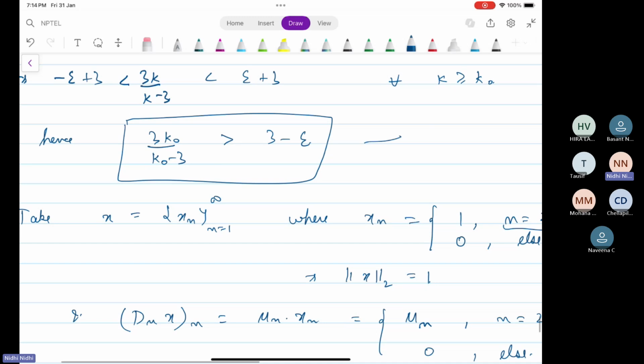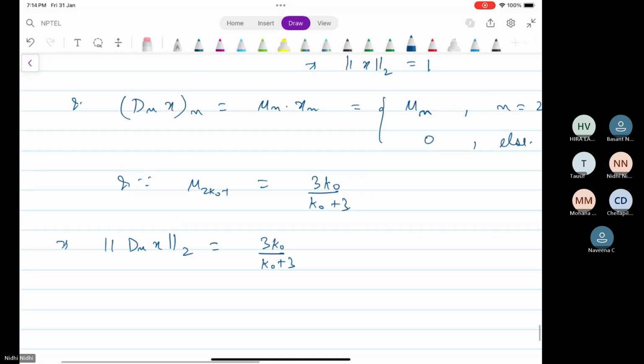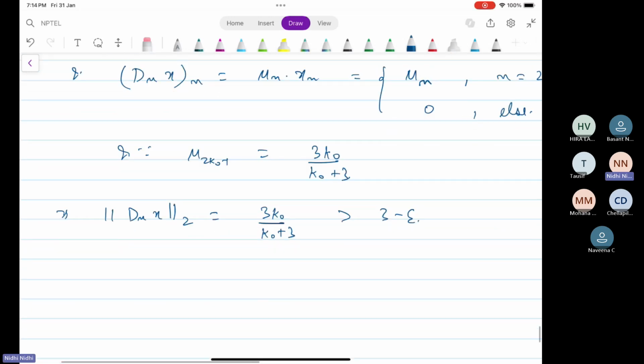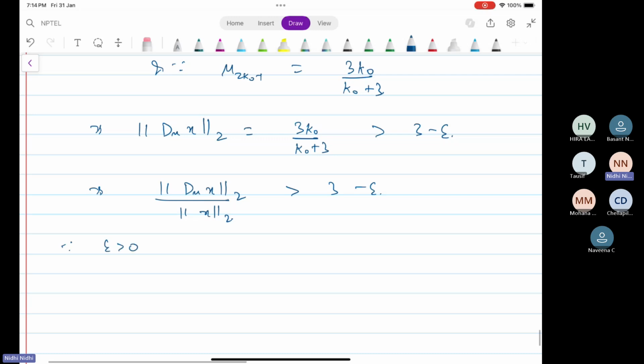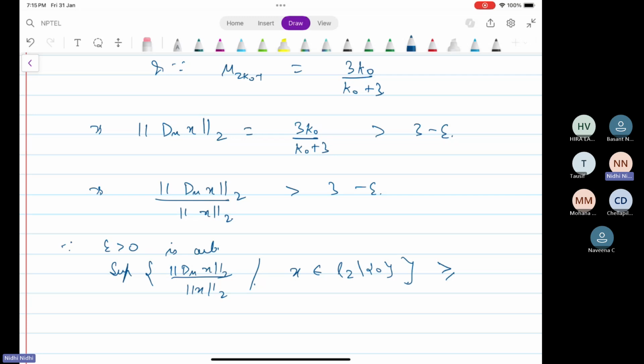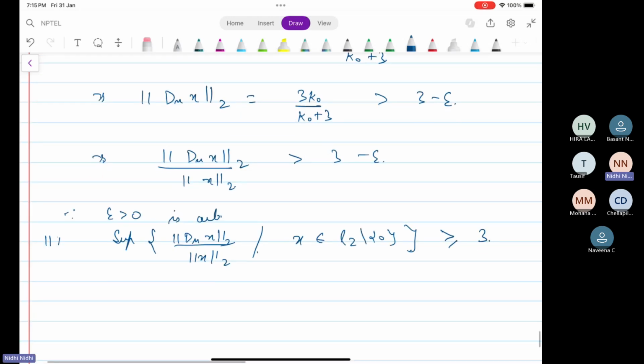Now we know that this is greater than 3 minus epsilon. This tells us that norm Du x2 by norm x2 is greater than 3 minus epsilon. Since epsilon positive is arbitrary, we get the supremum of norm Du x2 by norm x2 for every x in L2 minus 0 should be greater than or equal to 3. And this was our norm Du.